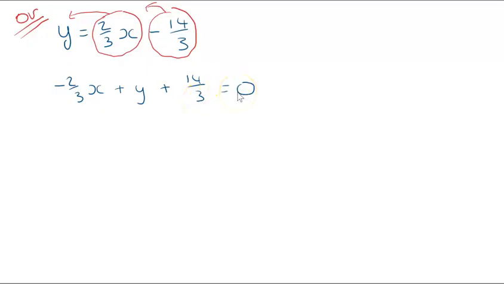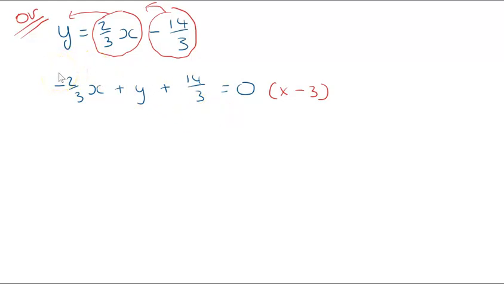So now we want to get rid of the fractions, and we want to get rid of the minus in front of the x because we like the x to be positive. So multiplying across by a minus will make the x be positive, and multiplying across by the 3 will get rid of the fractions because we have thirds. We have 3 as our denominators.